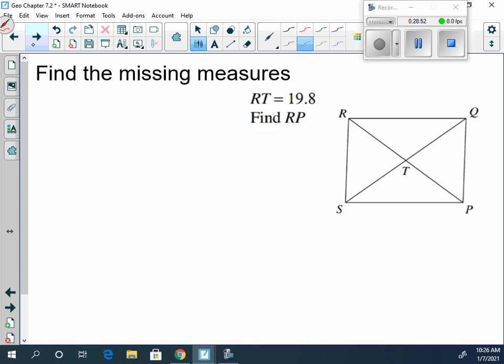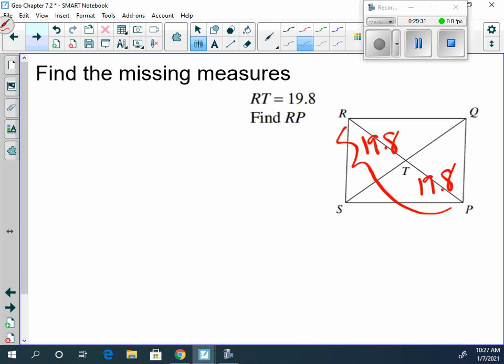This one here tells me RT is 19.8. Let me back up. Let me put that on the right line. RT is 19.8. We want to find RP. I want to find the whole thing. Well, if I know RT is 19.8, they're diagonals inside a parallelogram. It means that TP is what? 19.8, because these two are congruent. Diagonals inside of a parallelogram bisect each other. They cut each other in half. So they're going to be congruent.